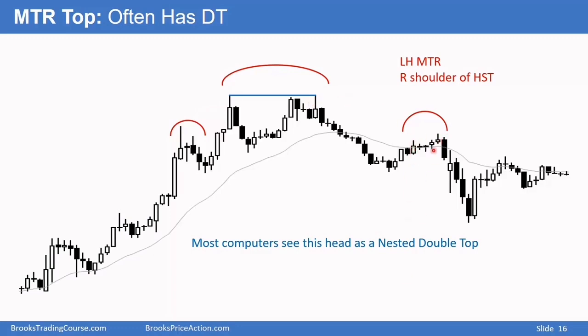You can call this a double top. You can call it a wedge. Three pushes up here: 1, 2, 3, or 1, 2, 3. So it's nested as well. There's a smaller reversal pattern within a larger reversal pattern.